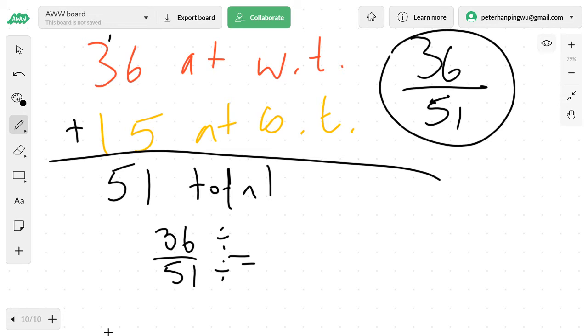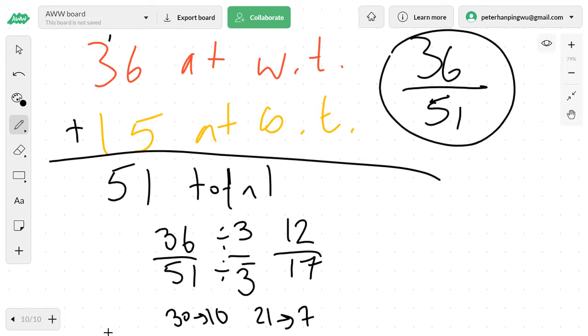I know that 3 goes into 36 and 51. So 36 divided by 3 is 12. 51 divided by 3, so 30 divided by 3 is 10. And then I have 21 left over. So a third of 21, 21 divided by 3, would be 7. So I just add those up, and I have 12 17ths. Now 17 is a prime number, so I can't simplify this anymore, and I know I'm done. The fraction of students working at water tables is 12 17ths.